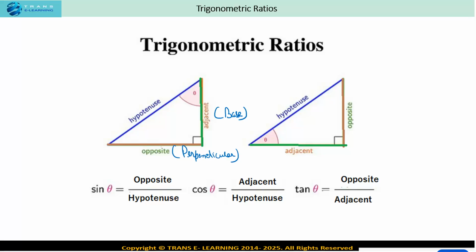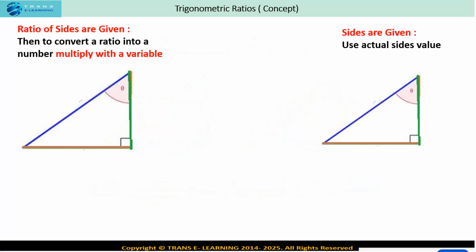The base will be the line which has both the angles, the 90-degree and the angle theta, and the perpendicular or the opposite will be the side which is opposite to this angle theta. Now let us start with the concept.